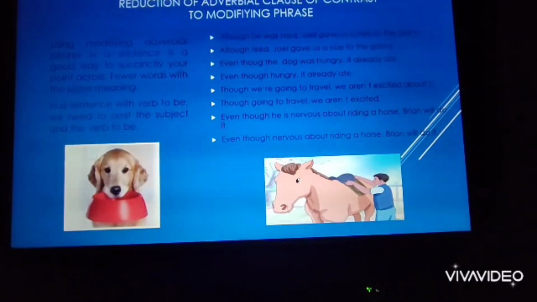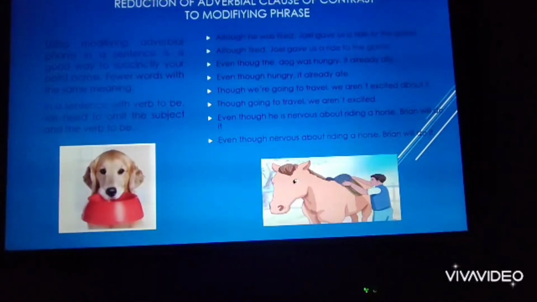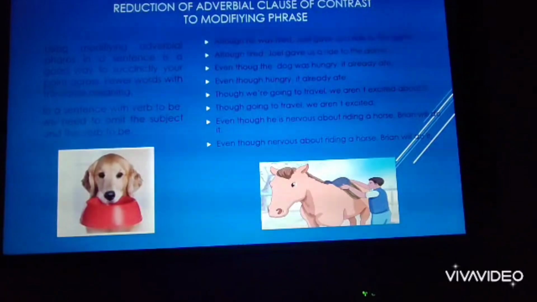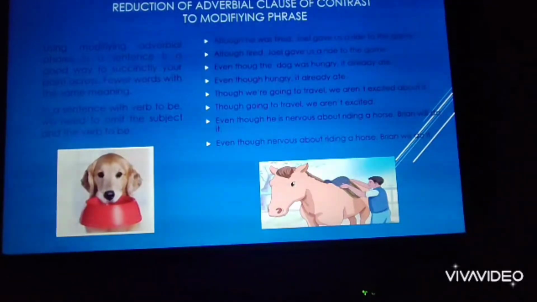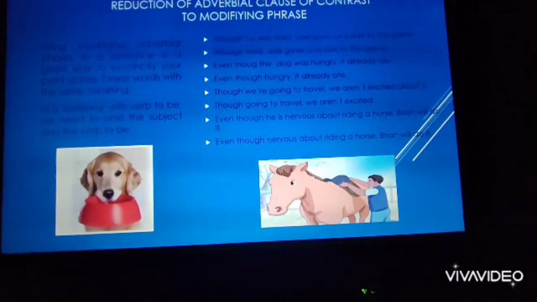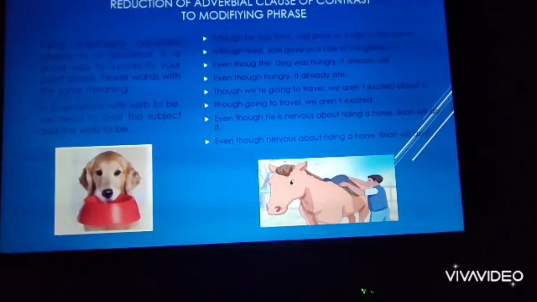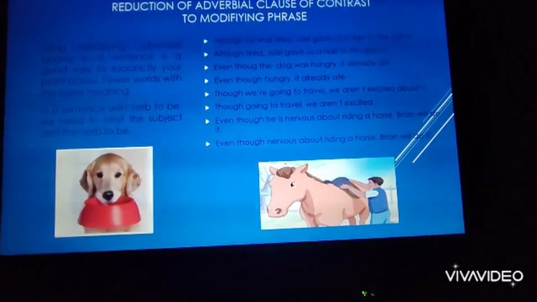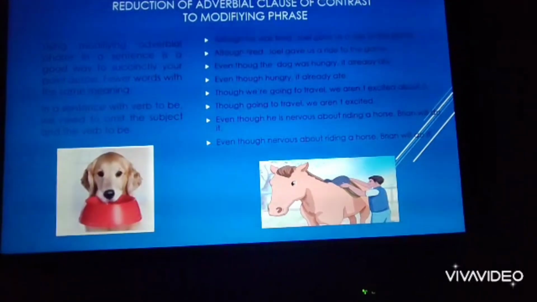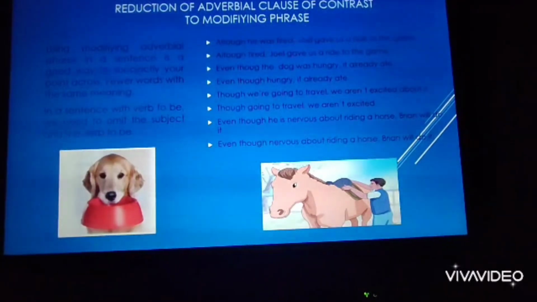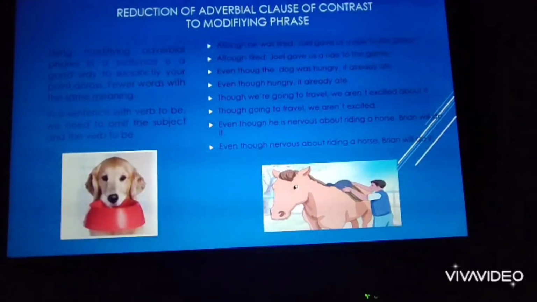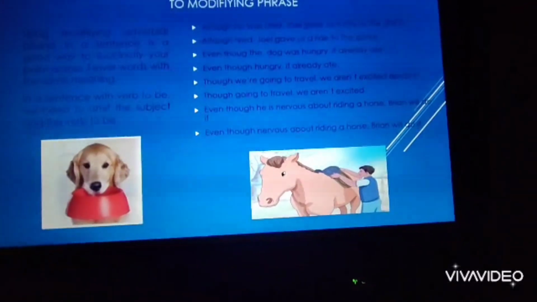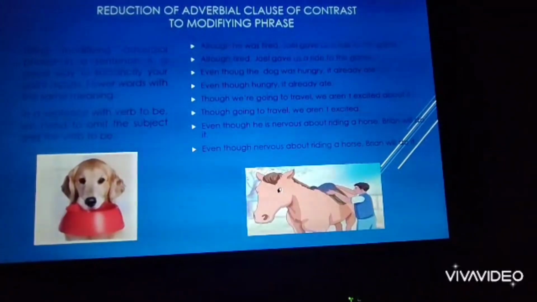So we are going to travel. We aren't excited about it. So going to travel, we aren't excited. Even though he is nervous about riding a horse, Brian will do it. Even though nervous about riding a horse, Brian will do it. In this case, the same. In all the sentences, we are omitting the subject and the verb to be to make a reduction of the sentences.